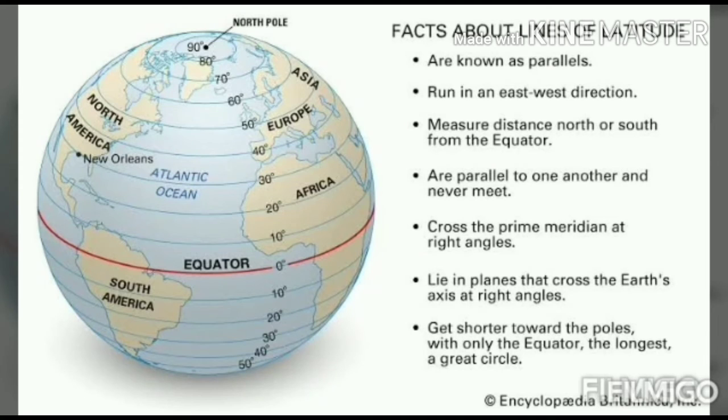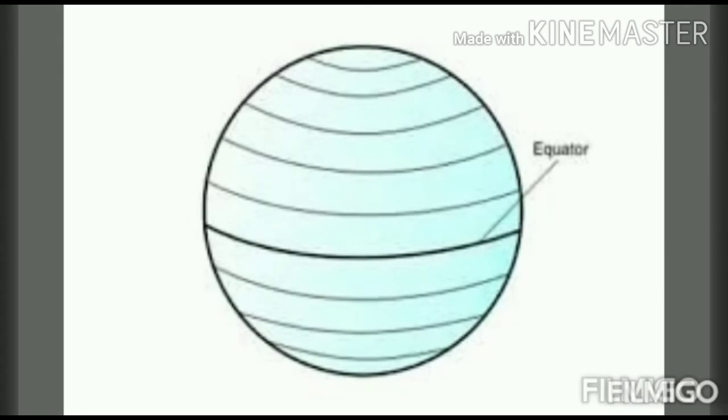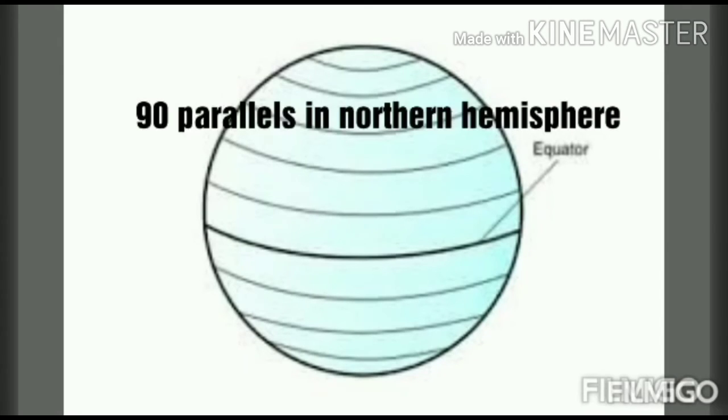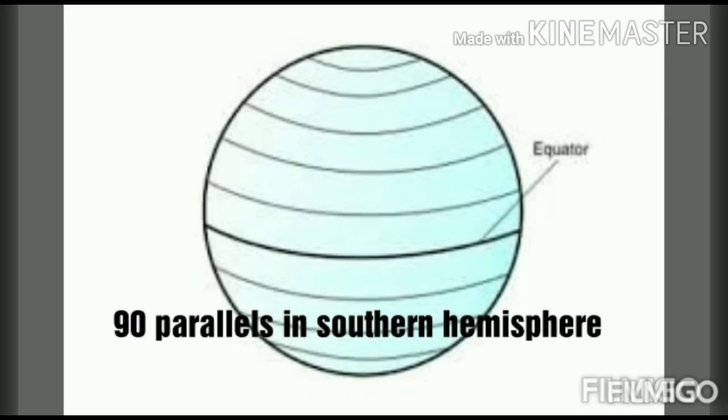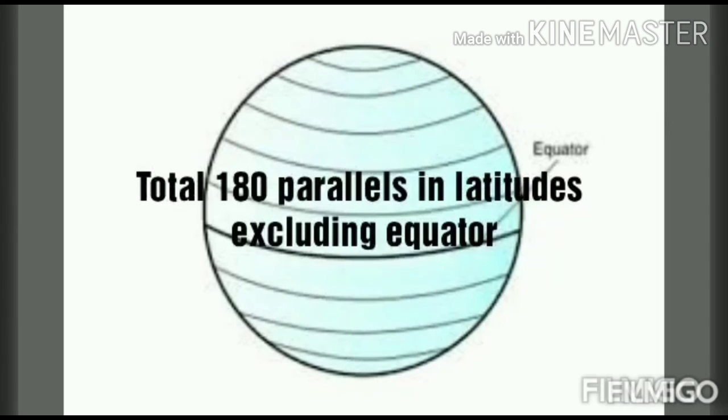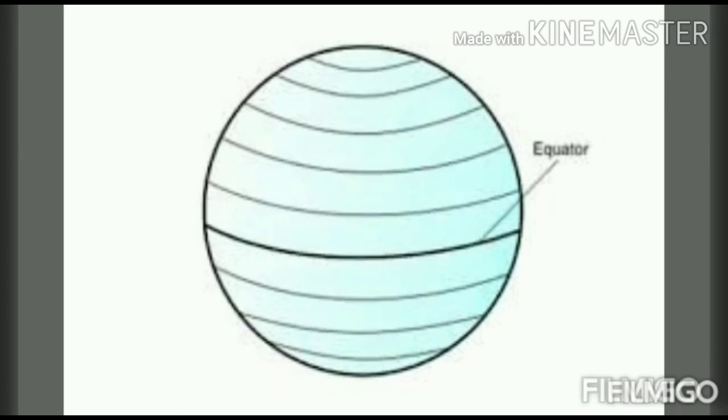Okay, the equator, which is marked as 0 degree latitude, is the largest circle that can be drawn on a globe. The North Pole is marked as 90 degrees north and the South Pole is marked as 90 degrees south. Now students, you can see in the upcoming picture, there are 90 parallels in the northern hemisphere and 90 parallels in the southern hemisphere. Together, we have 180 parallels of latitude excluding the equator. I hope it is very clear to you, and all the parallels are drawn at a distance of 1 degree.